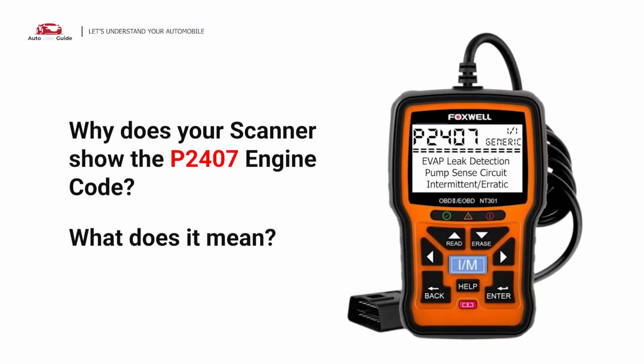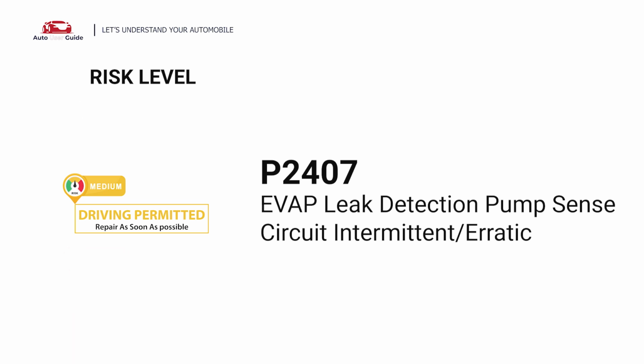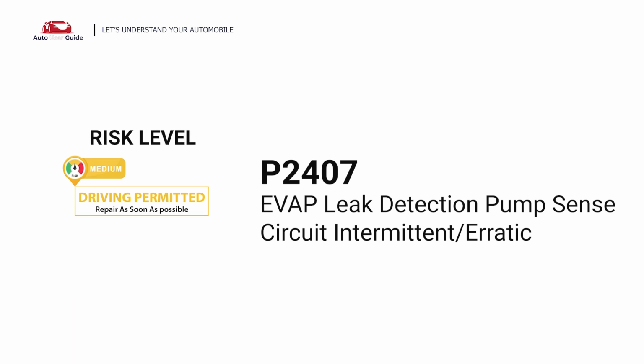Why does your scanner show the P2407 engine code? What does it mean? P2407 is a diagnostic trouble code for EVAP leak detection pump sense circuit intermittent or erratic.